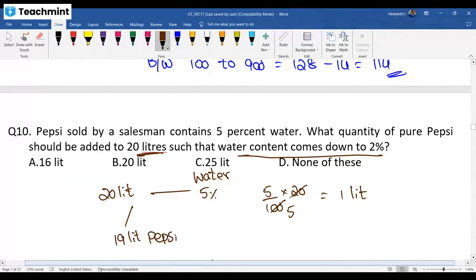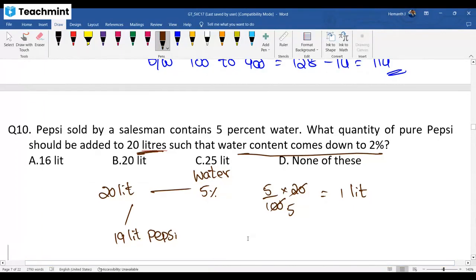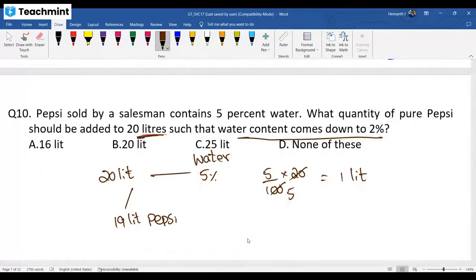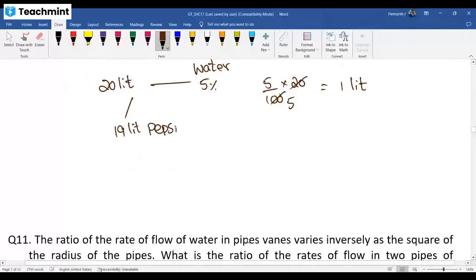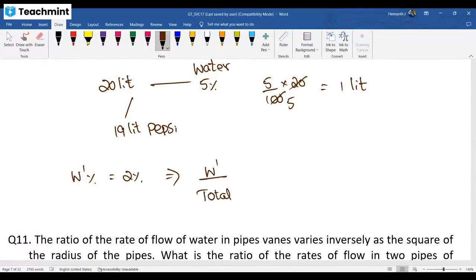Let's say there is pure Pepsi, and 1 liter of water among 20 liters. Now, how much Pepsi is to be added so that water becomes 2%? Water should become 2% not by adding water, but the water percentage should change to 2%, that's water out of total. 2% means 2 by 100, 1 by 50. Here water is 1 liter only, it is not changed.